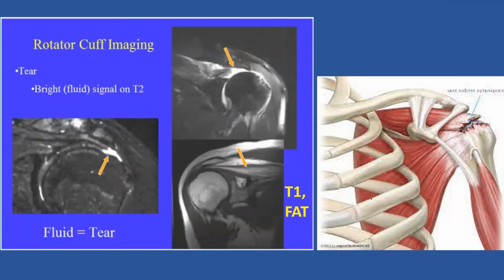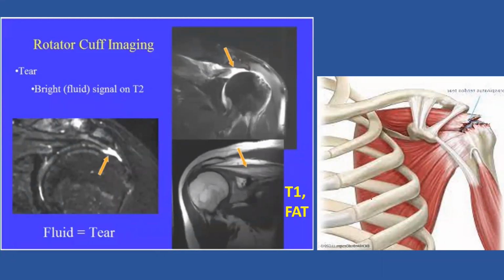Over here, we have a complete tear of the rotator cuff. And we see that there is fluid, and this is bright on T2. And this tells you that there is a tear. And this tear can migrate mesially. According to degrees, there are classifications, okay?